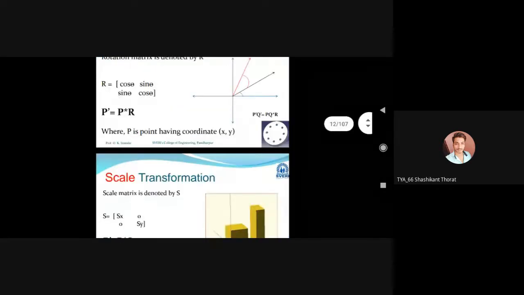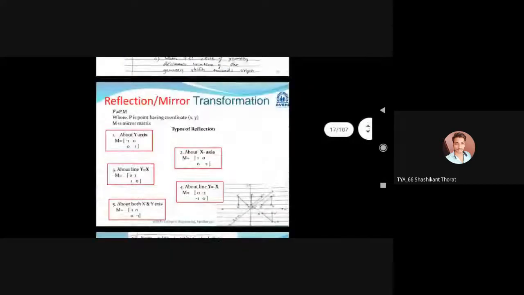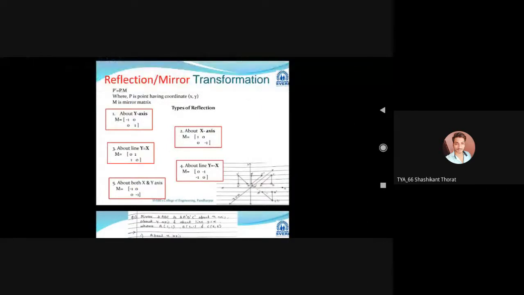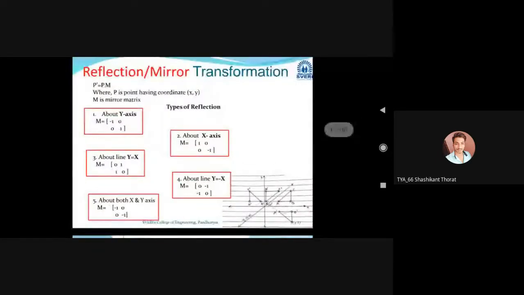So, moving towards the reflection and mirror. Okay, because this is revision. Otherwise you would say it is going too fast, we have already covered all this. And also the recording is available.